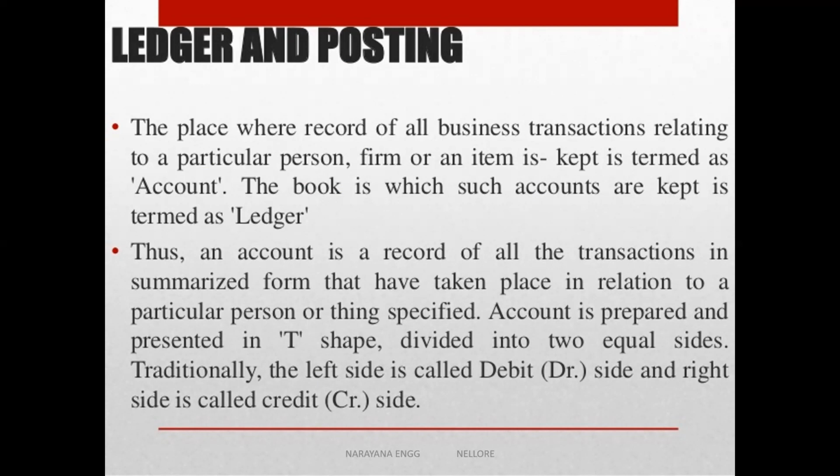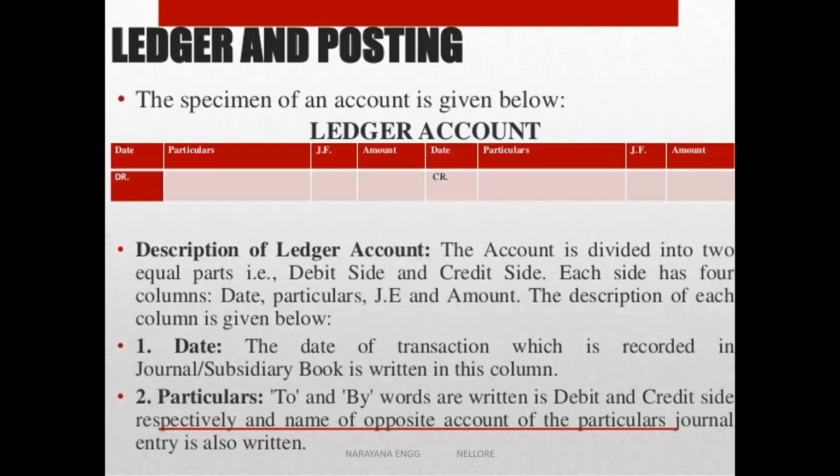So in this T-shaped format, we can divide it into two different sides. One side, the left side, is called the debit side, and the right side is called the credit side. So here you can see the ledger accounting format. It is the T-shaped format, divided into two different segments. The left hand side can be treated as the debit side, and the right hand side can be treated as the credit side.